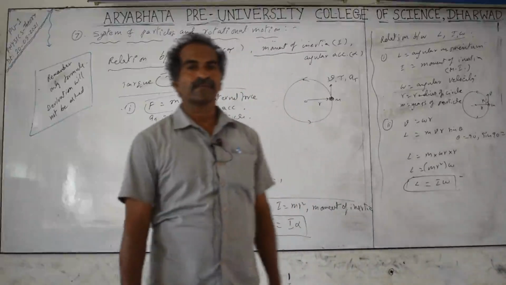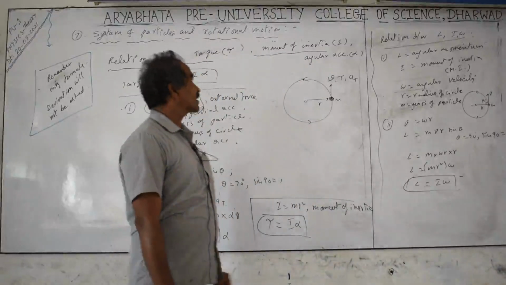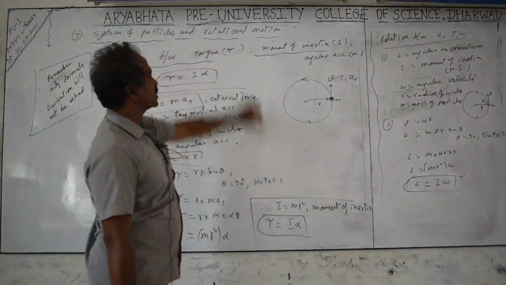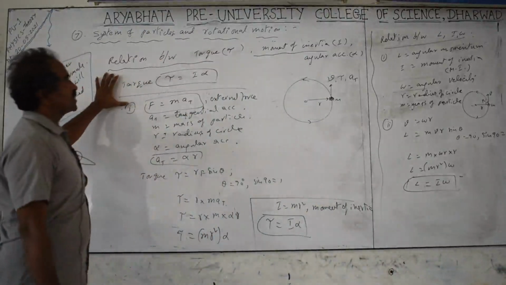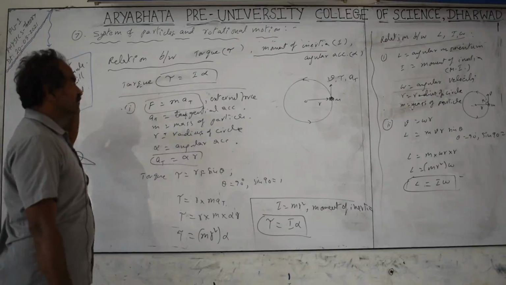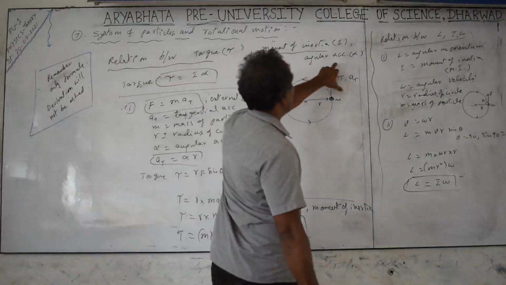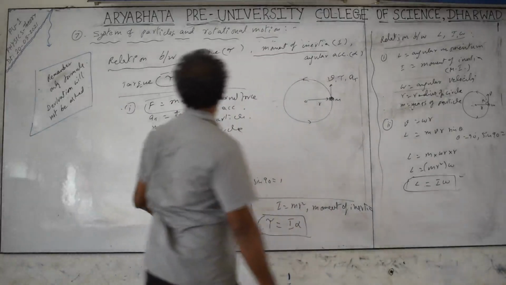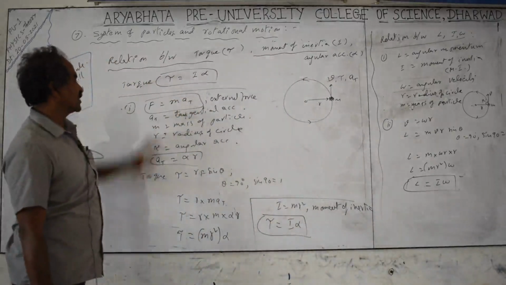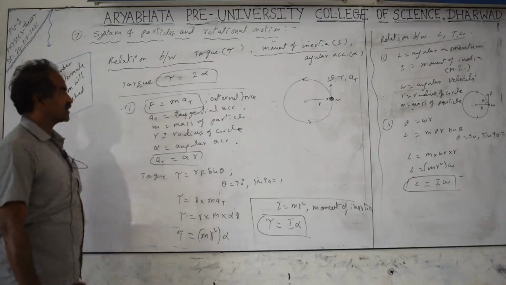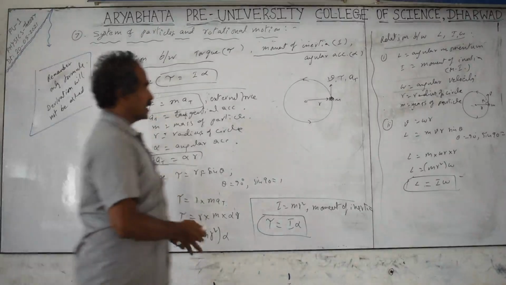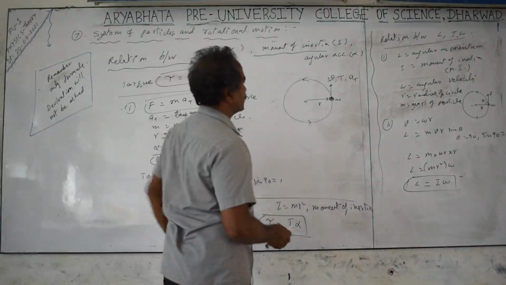Good morning, students. Continuation of the previous topic, system of particles and rotational motion. In that, the relation between the torque, moment of inertia, and angular acceleration. Torque tau, moment of inertia I, angular acceleration alpha. The relation is tau equal to I alpha. For the theory examination, derivation is not required, only the formula you need to remember. And this formula is very important for problem purposes.